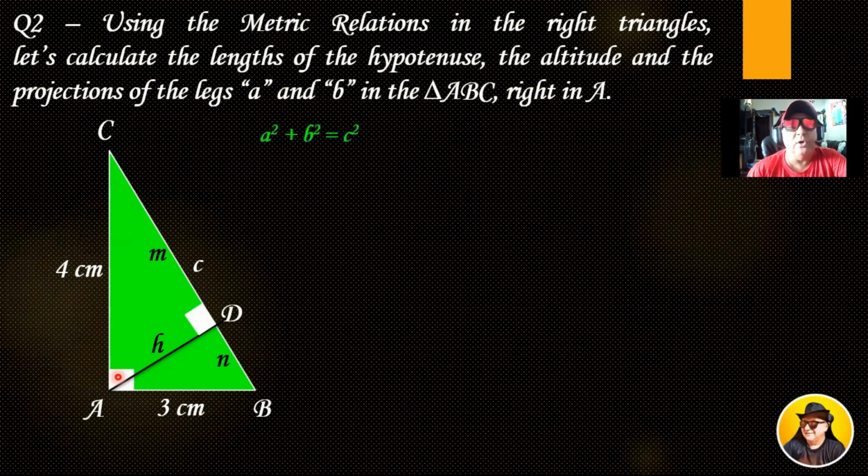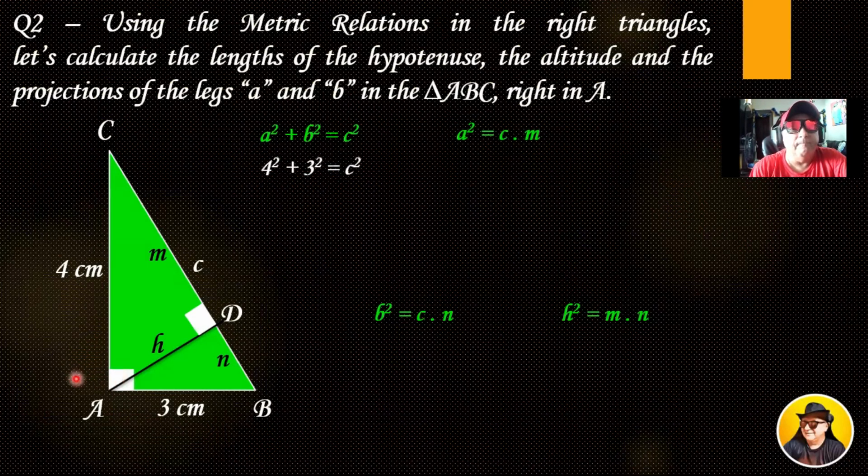Let's get them. So applying the Pythagorean theorem, A squared plus B squared is C squared. We can also apply that A squared is C times M, B squared is C times N, and also that H squared is M times N. Okay, so now let's replace the values and do the calculations.